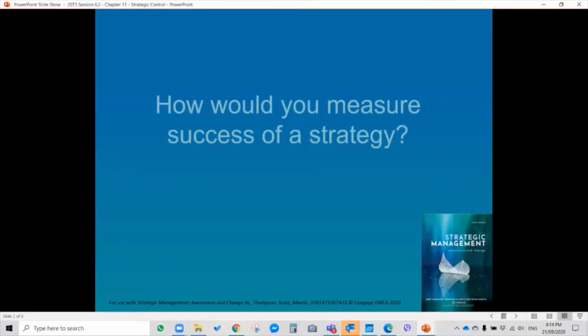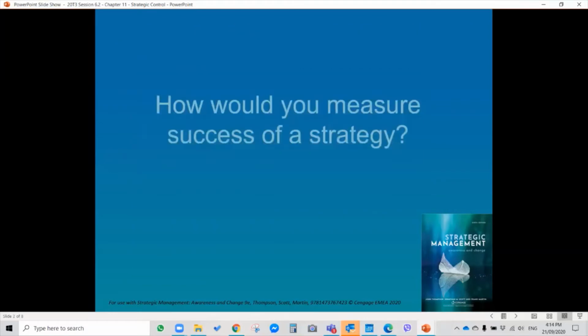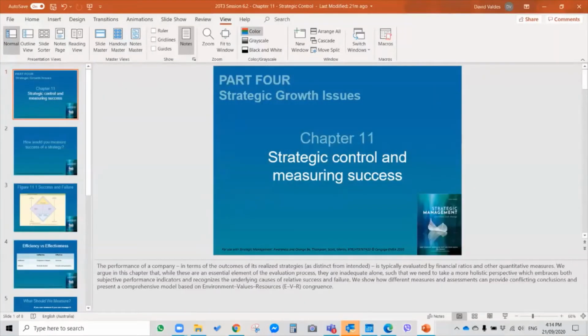When you're measuring success of a strategy, you should look at what's happening now and what's going to happen in the future. And what are these measures that you could use to measure success? By the way, I've got a little note here, which you can read. I may probably show that to you.